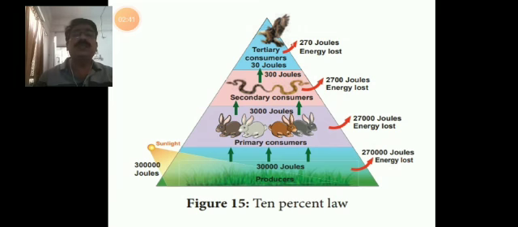Similarly, two snakes can consume four rabbits, and they can get only 300 joules out of 3,000 joules. So what is the loss of energy? 2,700 joules of energy is lost. And these two snakes can be consumed by an eagle, which gets only 30 joules. The remaining 270 joules are used in respiration and for energy. This is what is called the 10% law.